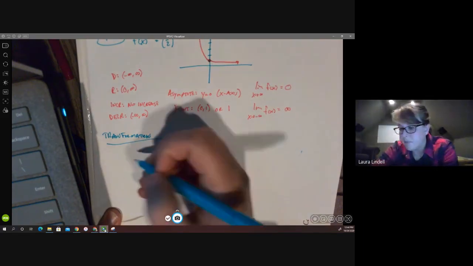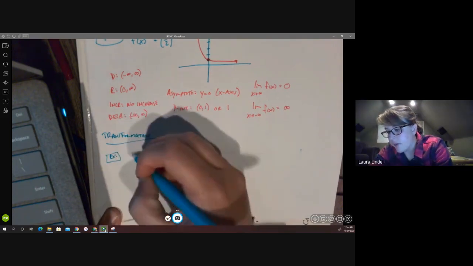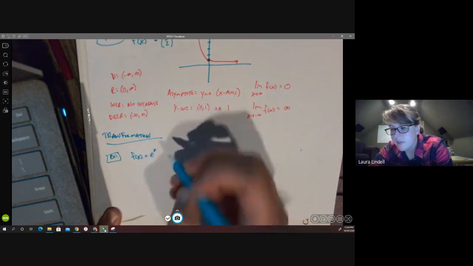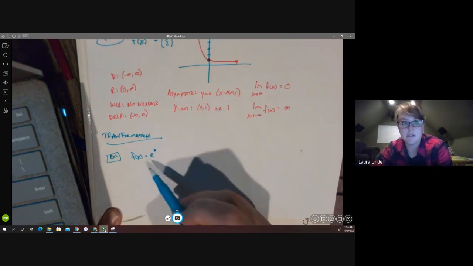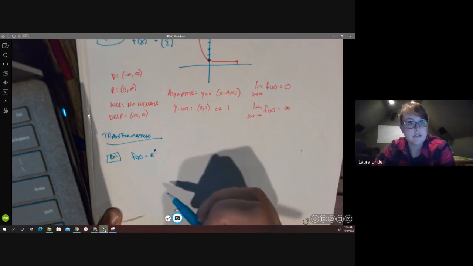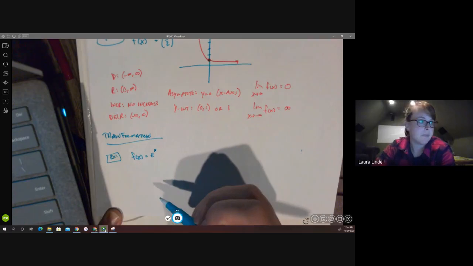So for example, if we have f of x is e to the x, this is going to be one of the most common exponential functions that you'll deal with in this class, and then also in calculus, you'll have a lot of exponential e to the x functions that you're going to work with. So this is a good one to become familiar with. And so we'll be definitely becoming familiar with this throughout this whole chapter.